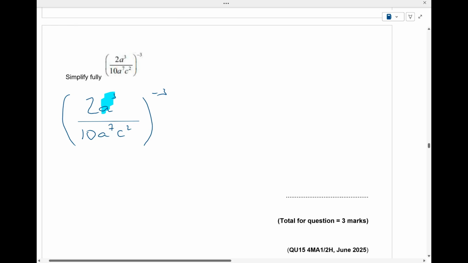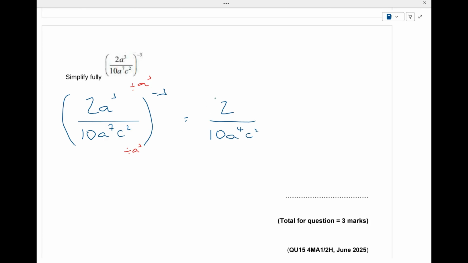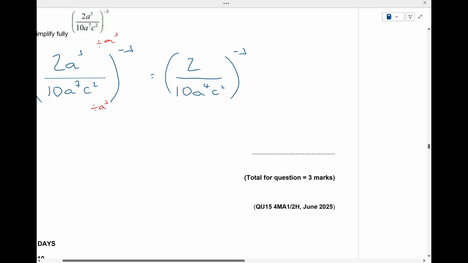So I'm going to divide top and bottom first of all by a cubed. Now a cubed goes into the top twice, and the bottom divided by a cubed, remember you're going to subtract the powers, is 10a to the 4c squared. So far, I've simplified my fraction down to that.